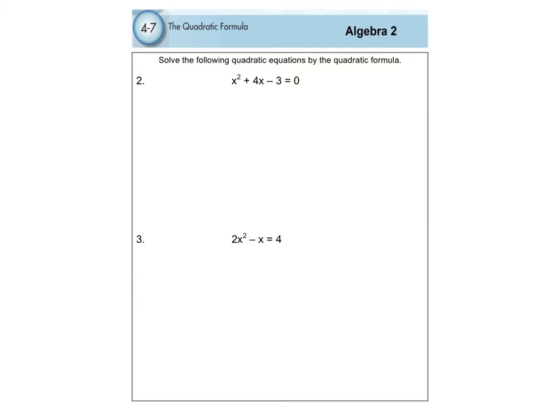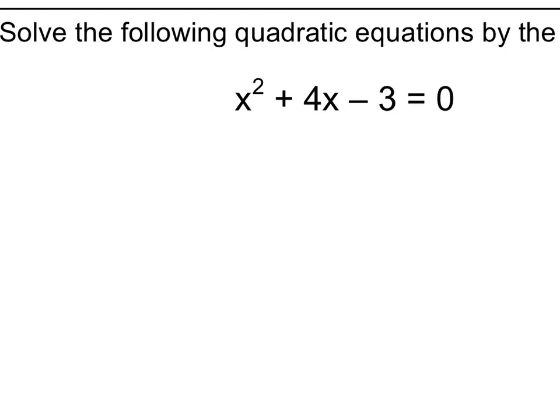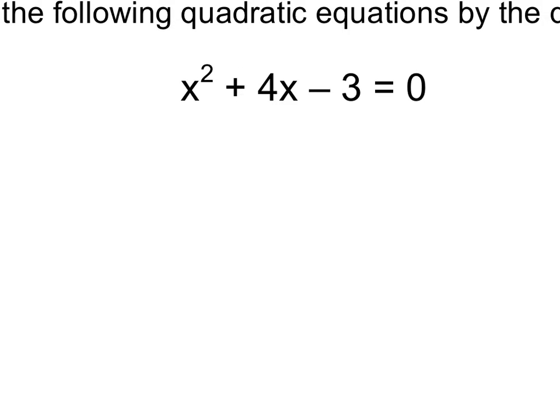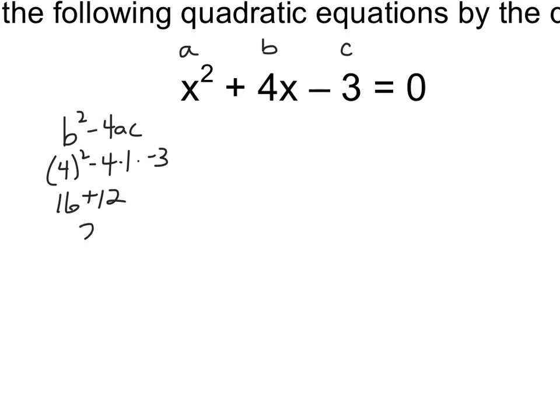Okay, so let's look at these first examples. Okay, first thing I want to do, is it set equal to 0? If it's set equal to 0 already, then I'm going to identify A, B, and C. So in this case, A is 1. So first thing I want to do is calculate my b squared minus 4ac, because that's the part that's underneath the square root. So 4 squared minus 4 times 1 times negative 3. 4 squared is 16. Negative 4 times 1 is negative 4. Negative 4 times negative 3 is positive 12. So that's going to be 28.